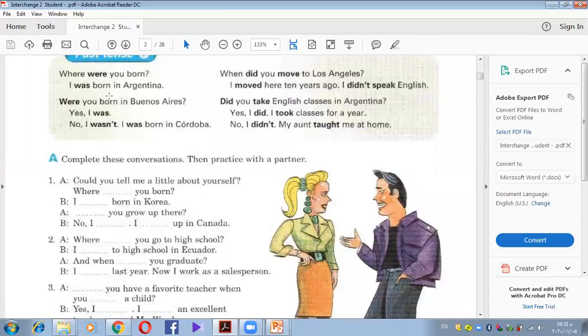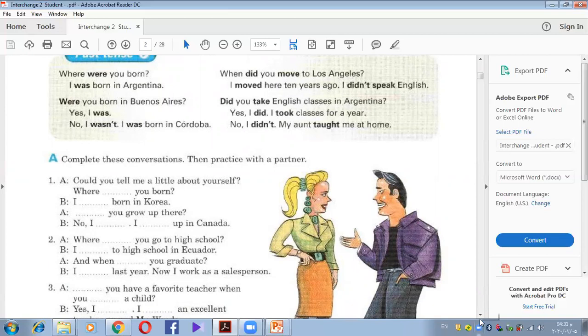I was born in Argentina. Were you born in Buenos Aires? Yeah, I was. No, I wasn't. I was born in Cordoba. Okay. When did you move to Los Angeles? I moved here 10 years ago. I didn't speak English. Did you take English classes in Argentina? Yeah, I did. I took classes for a year. No, I didn't. My aunt taught me at home.